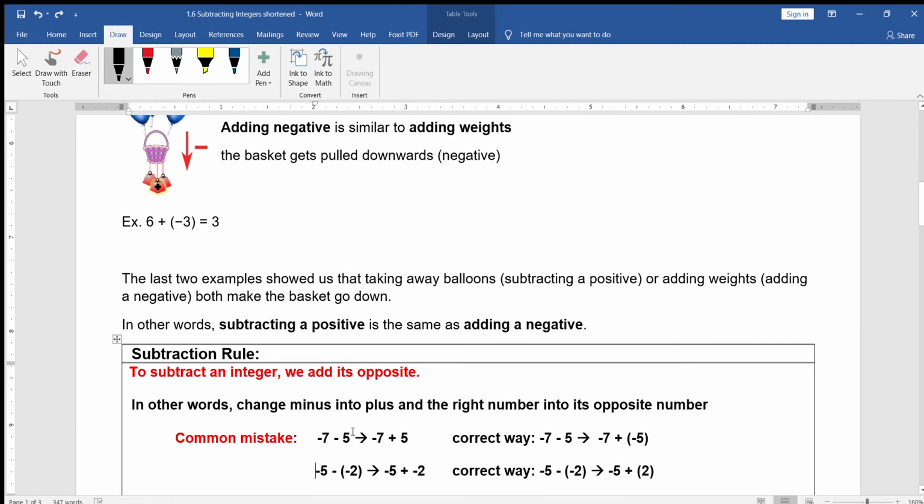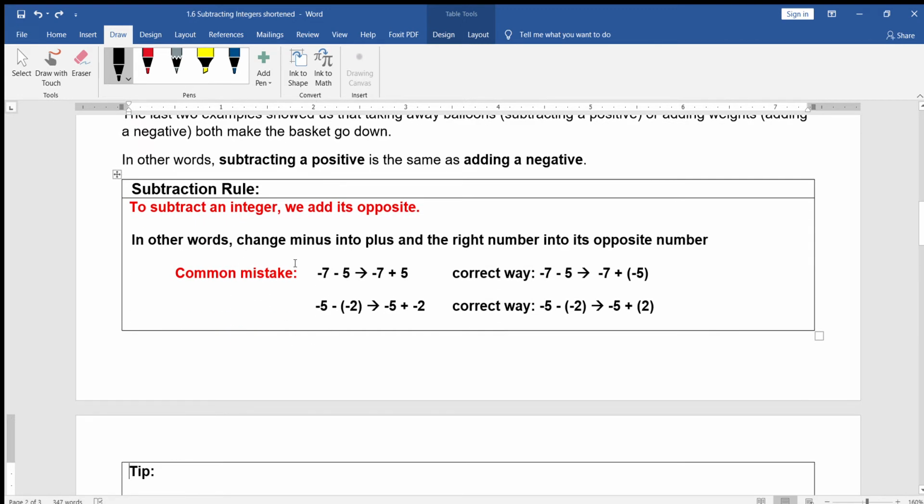But let's make it more general. To make it more general, we get the subtraction rule, which is basically to subtract an integer. Instead of subtracting, we're going to add its opposite. In other words, we change minus to plus, and change the right side number into its opposite.